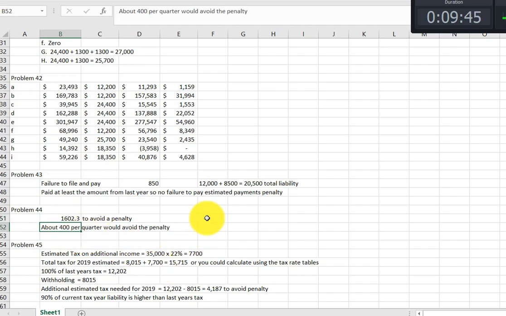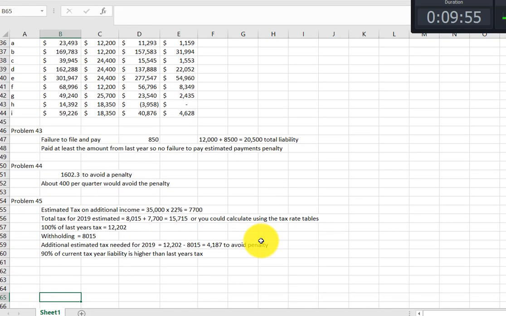So yes, if he'd have paid $1,000, he would have easily avoided the penalty and actually had an overpayment. So he should have paid about $400 per quarter, and that would have put him right at the amount that he needed to pay to avoid the penalty. Now he still would have owed some because remember that's based on 90%, so he still would have 10% that would have to be paid with the return, but he would have avoided the penalty.